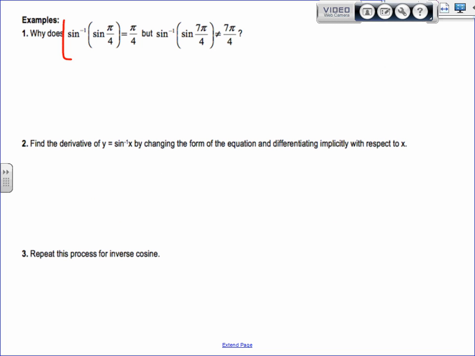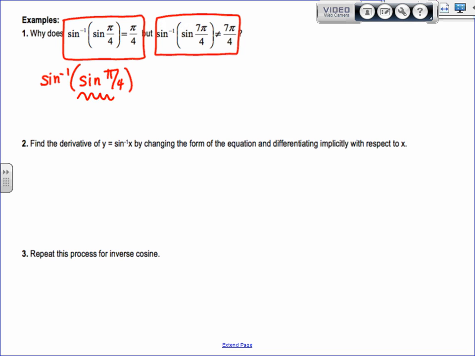So why do we have this? This equals pi over 4, but this does not. Do you guys remember that from pre-calc where you always like, why don't they just cancel? I hated that in pre-calc. All right, so let's think about this first one. So if I have inverse sine of sine of pi over 4.